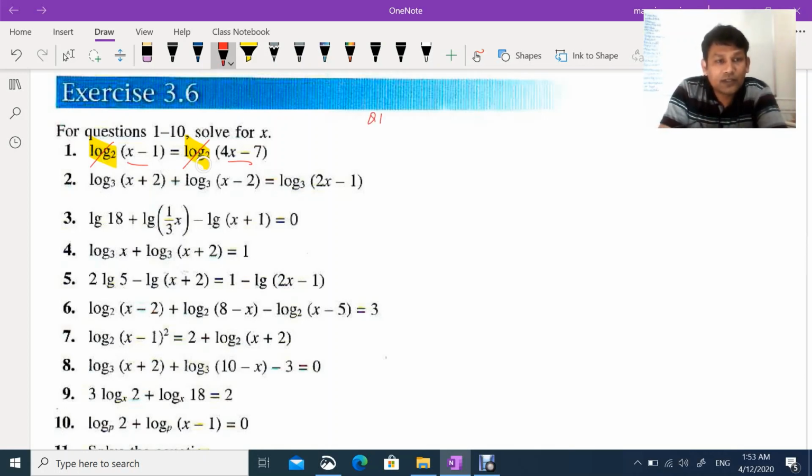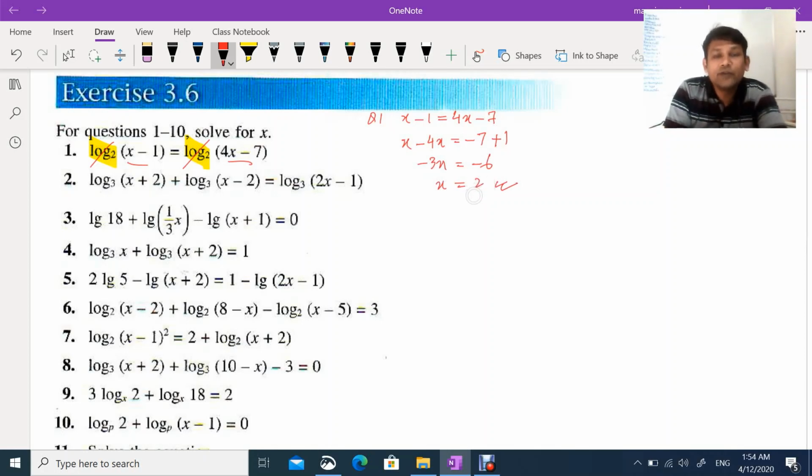Okay, so in question number 1, when you have this and this cancel out, x minus 1 is equal to 4x minus 7, and now you can simplify. x minus 4x is equal to minus 7 plus 1, minus 3x is equal to minus 6, x equals minus 6 upon minus 3, which is only 2, and we have done that.